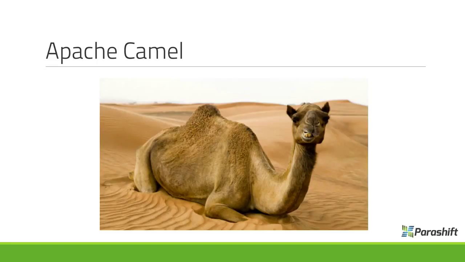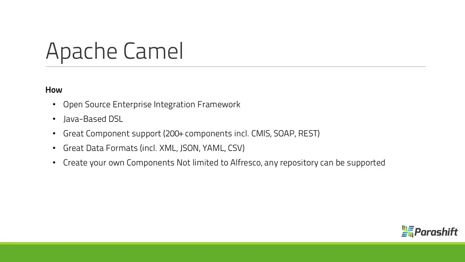So how do we do this? We've got a tool called Apache Camel, and thank you, Claudia, for the picture. There is no actual logo for this. It's an open source enterprise integration framework. What that means is we can deploy some design patterns to help us with that. It's Java-based. There's 200 plus components, CMIS, SOAP, REST, and so on. There's awesome data formats that we can use.